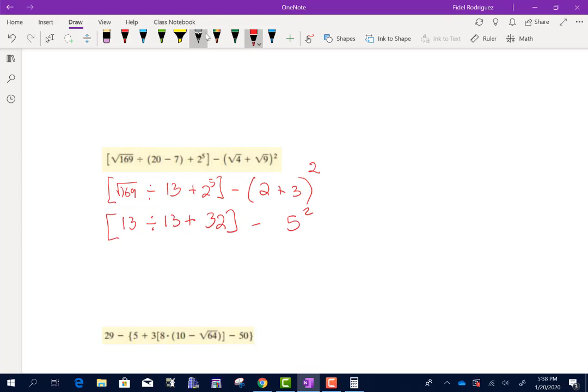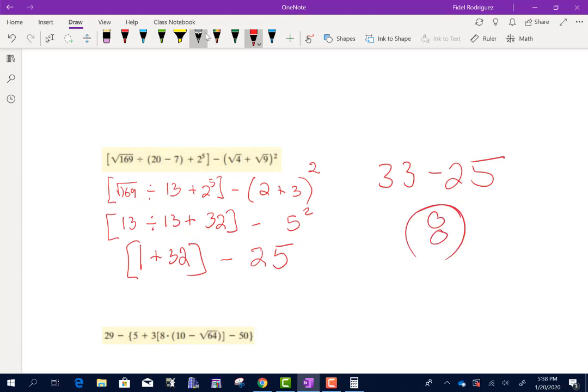Let's see, 13 divided by 13, I'm sorry, it's going to give me 1 plus 32, that's in my brackets, minus 5 squared I already know is 25. 1 plus 32 should give me 33, and 33 minus 25 is a whole 8.